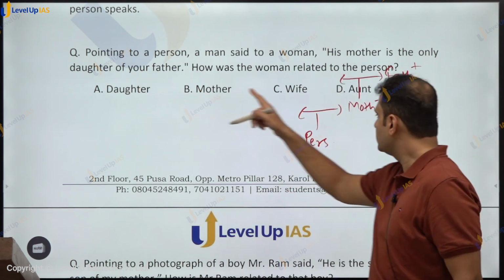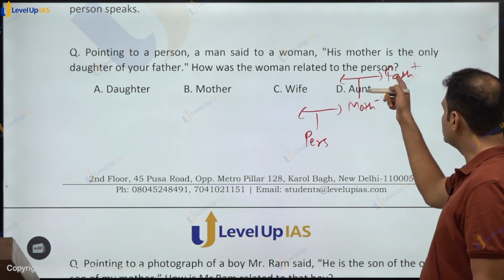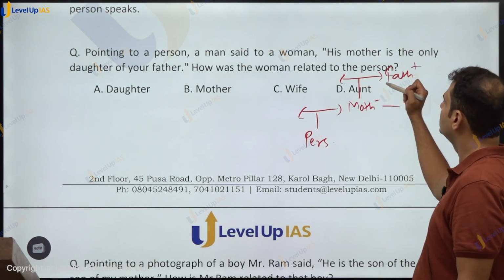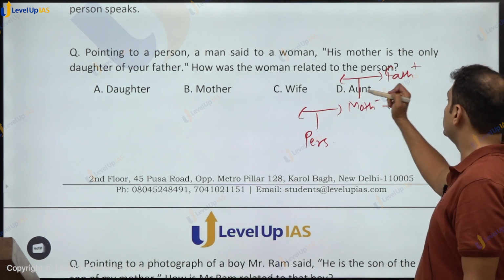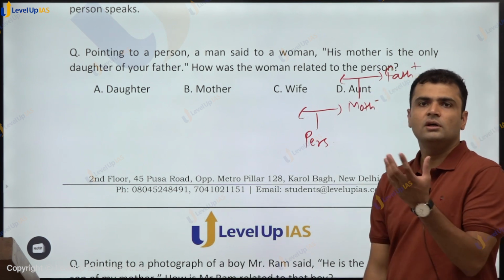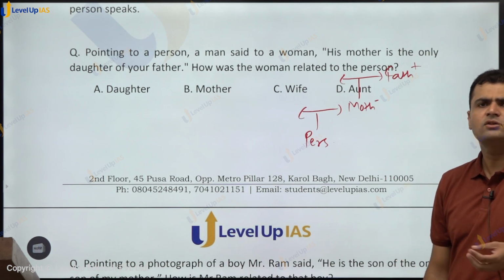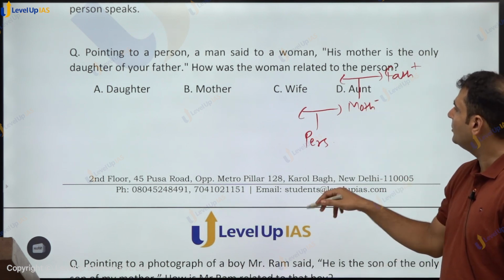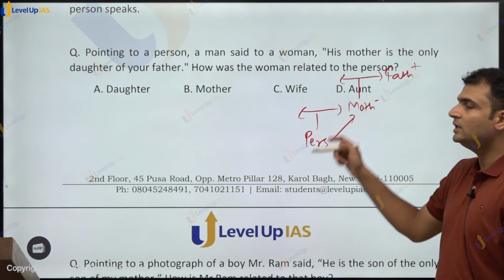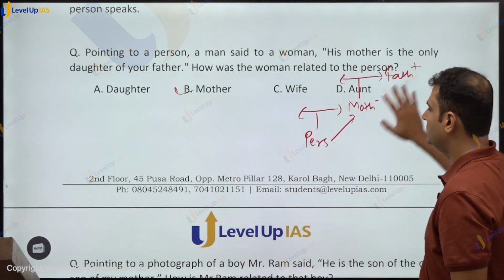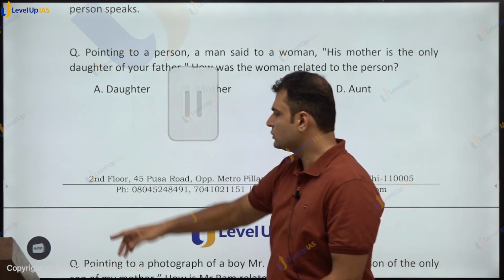Daughter of your father, so daughter of father, but this is also your father's father, so you are here, right? He's saying to his mother only. Man saying to woman, woman is the only daughter of father, so it is talking to her only. So how is woman related to that person? Woman is that person's mother. Answer is B. That is how you will do it. Let us do one more question.